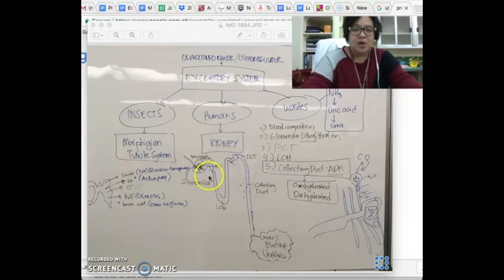To make it simple, most of the molecules that were filtered out will go back into the tissue of the kidney. It will go back to the body, leaving the tubules here in the proximal convoluted tubule. The word for that is reabsorbed. So what will be reabsorbed here in the proximal convoluted tubule?